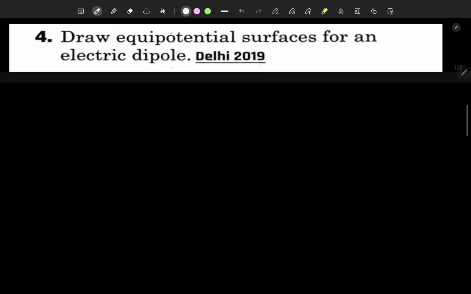Okay. So our next question, question number 4, is: draw the equipotential surface for an electric dipole. One of the interesting questions. Draw the equipotential surface for an electric dipole. An electric dipole consists of two equal and opposite charges, equal in magnitude and opposite in nature. So this is your positive charge and this one is the negative charge. So how to draw the EPS? EPS means equipotential surface. The diagram is something like this.